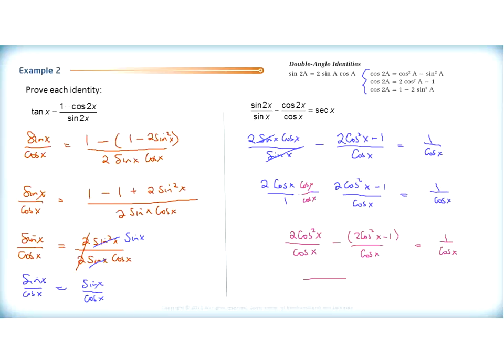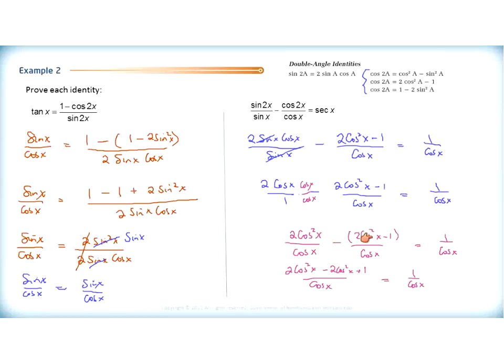If I write this with one denominator of cosine x, I will get 2 cosine squared x subtract 2 cosine squared x plus 1. That equals 1 over cosine x. If you look closely, you see we've got this pretty much done here, because you can see that I've got a 2 cosine squared subtract 2 cosine squared. That's 0. And all I'm left with in my numerator is a plus 1.